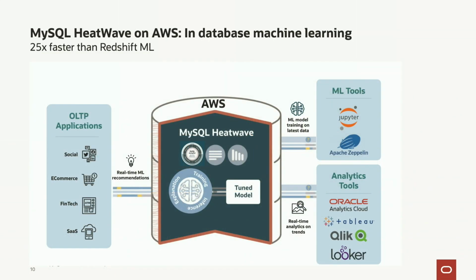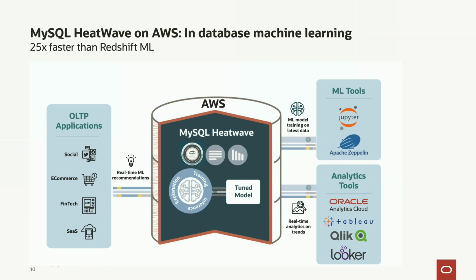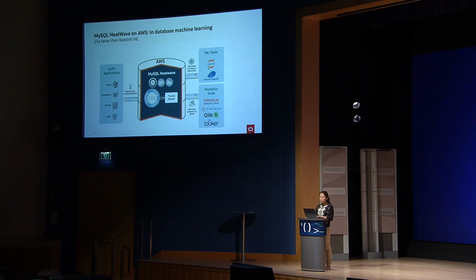So as I mentioned, the other use case that we want to target is the machine learning use case. We want to allow our customers to be able to train and use machine learning using their MySQL data very easily, and then expand their use case for their customers. So we have an in-database machine learning capability, and when we are comparing with Redshift ML, we are actually 25 times faster than Redshift ML, and we are also scaling very well on machine learning.